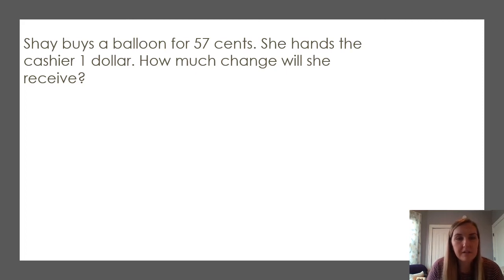All right, the first thing I'm going to do is make a number sentence for how I'm going to solve this. So Shay buys a balloon for 57 cents. 57 plus blank equals 100 cents. Or I could subtract and say 100 minus 57 equals blank.